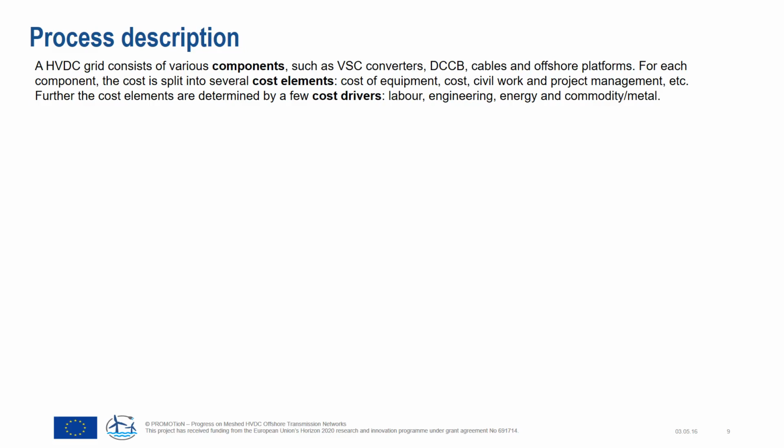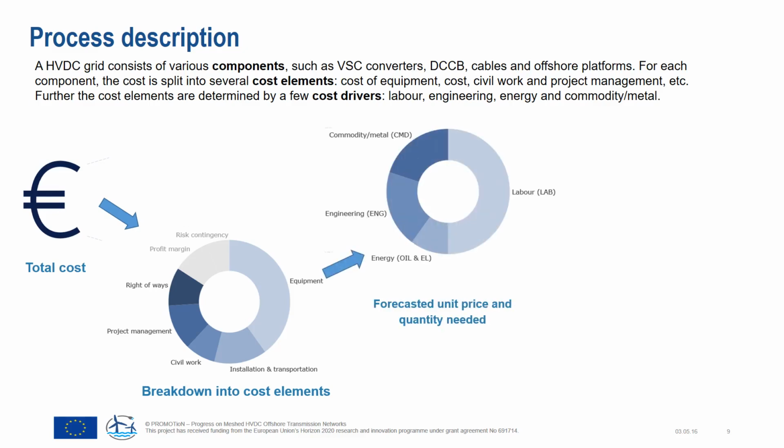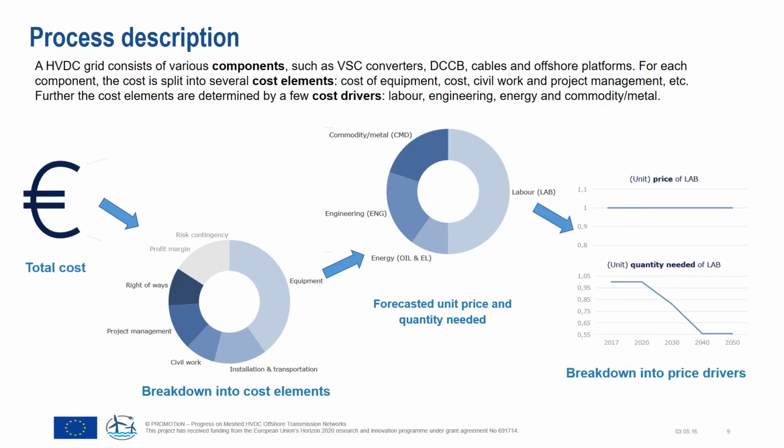For each category of the components, the cost is split into several cost elements, such as shown here: equipment, installation and transportation, civil work, PM, right-of-way, profit margin, and risk contingency. Each of those cost elements is further determined by a few cost drivers. For instance, the cost of equipment is determined by labor costs, which we refer to as the working hours of lower-skilled labor, and then energy, engineering hours, which are highly skilled workers' hours, and then commodity and metals.